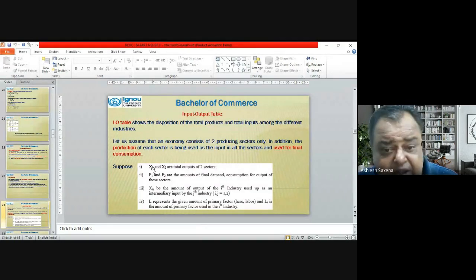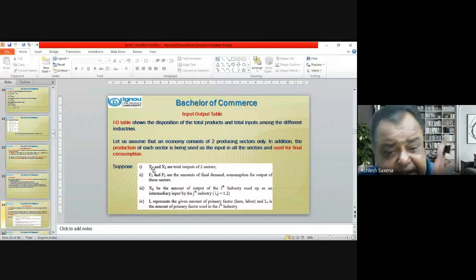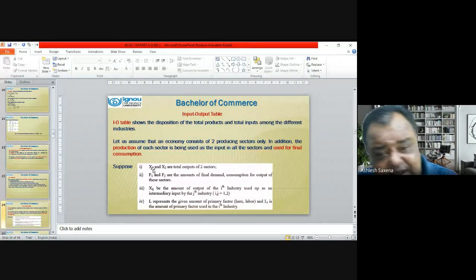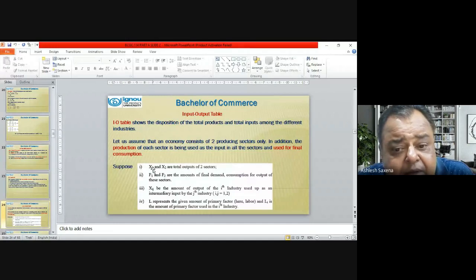F1 and F2 are the amounts of final demand, consumption for output of these sectors. And Xij is the amount of output of the ith industry used up as the intermediary input by the jth industry. That means i and j will have 1 and 2 values simultaneously. Let L represent the given amount of primary factor.